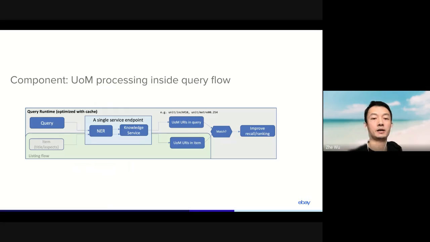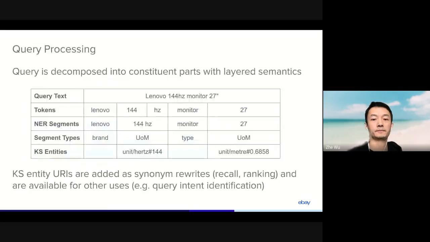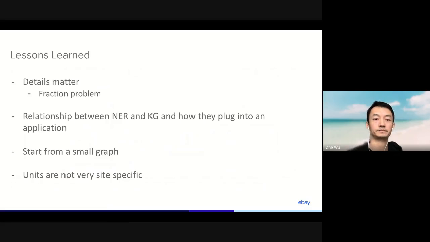So let me talk about the query flow. At query time, we decompose the query into parts with layered semantics, with token level and at KG entity level. In a way, we consider those URIs as synonyms to the original tokens, and we use that to drive better recall and better ranking.